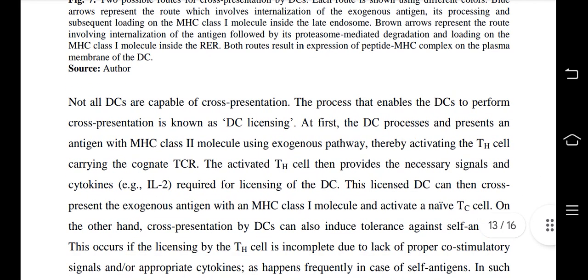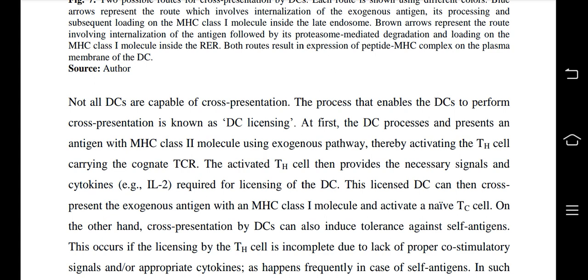Not all DCs are capable of cross presentation. The process that enables the DCs to perform cross presentation is known as DC licensing. At first, the DC processes and presents an antigen with MHC class II molecule using the exogenous pathway, thereby activating the TH cell carrying the cognate TCR.